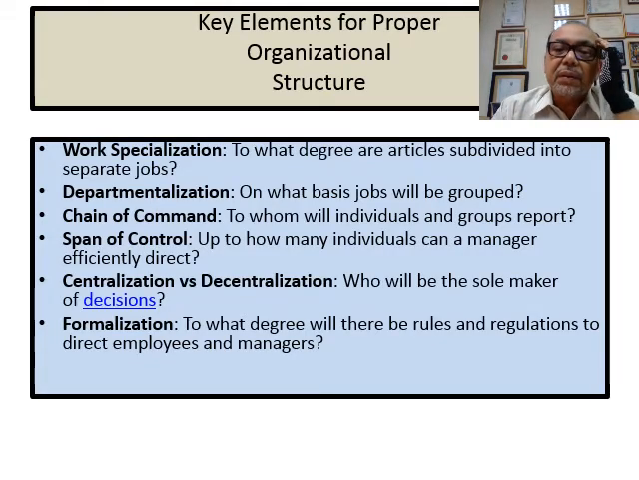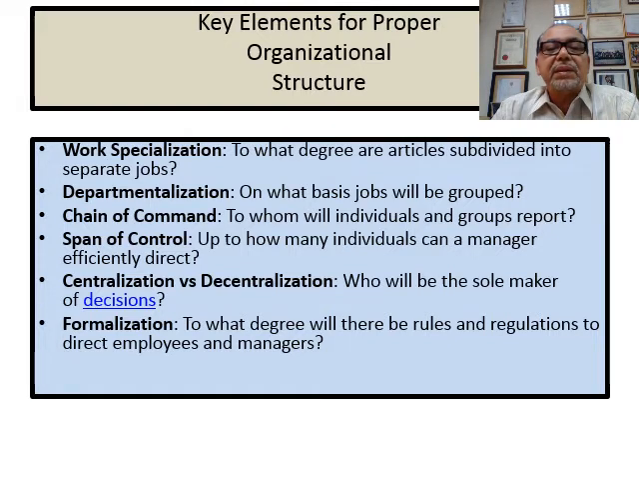So, key element: work specialization. In organization structure, number one you can see work specialization, the degree to which tasks are subdivided into separate jobs. That means not one person does all kinds of mixed-up jobs. One person will do a specific job. So in a proper organization, we can see this work specialization. Departmentalization: after they specialize, then they departmentalize it, section by section. On what basis jobs will be grouped.